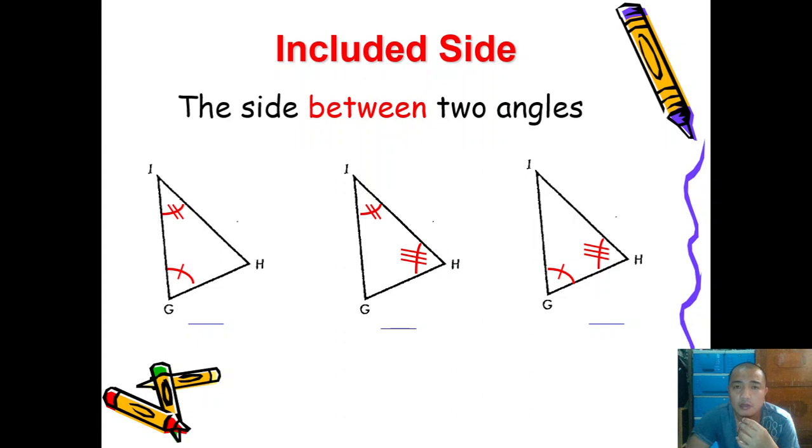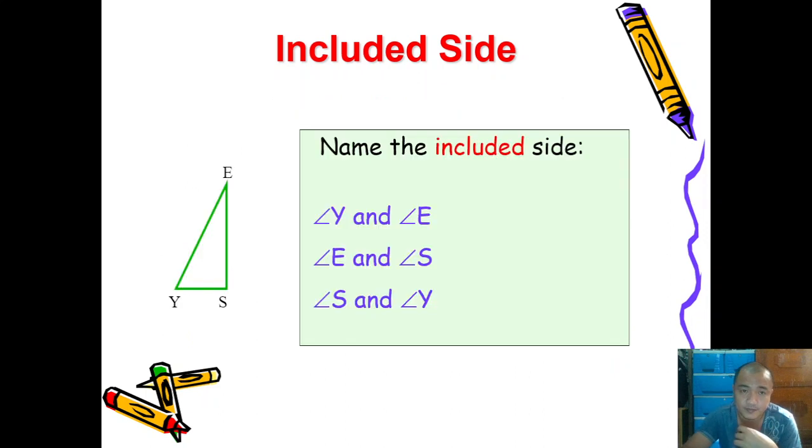Ano naman ang included side? The side between the two angles. Example, in triangle IGH here, what is the included side? GI. Ito naman, what's the included side? HI. Ito, what's the included side? GH. Yun ang included side. The side between two angles.